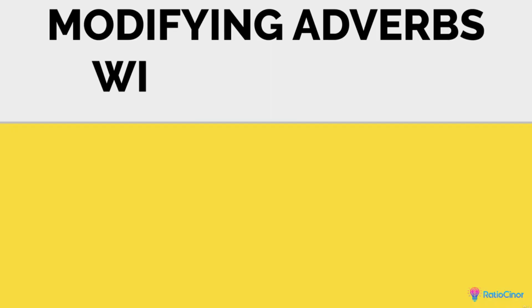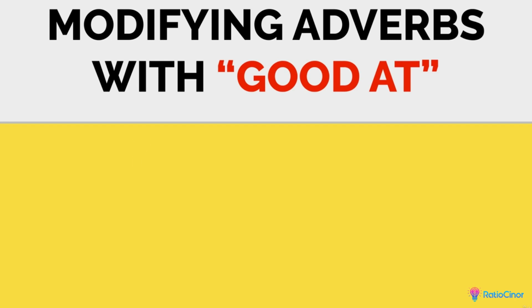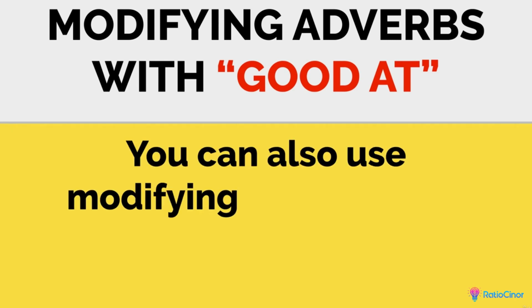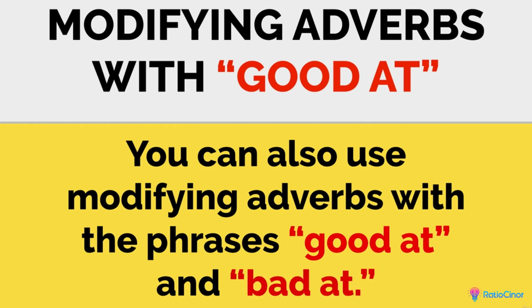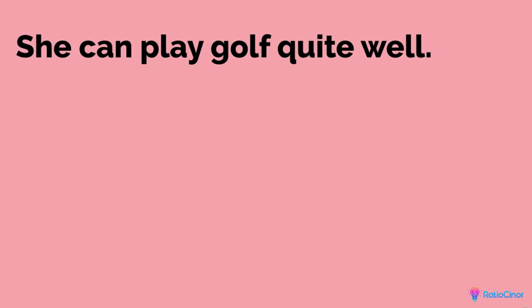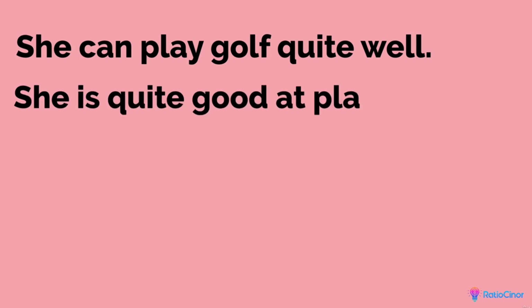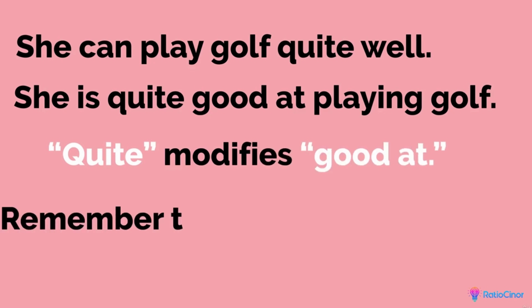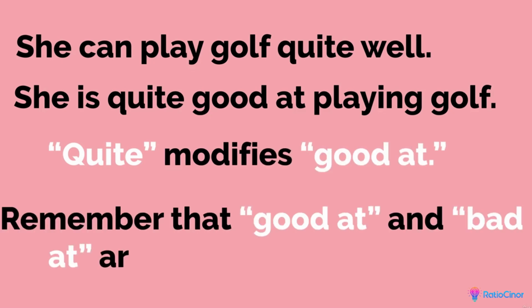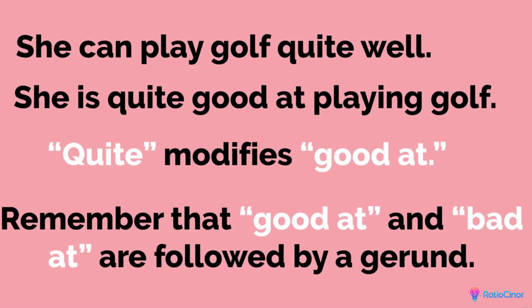Modifying adverbs with good at. You can also use modifying adverbs with the phrases good at and bad at. She can play golf quite well. She is quite good at playing golf. Quite modifies good at. Remember that good at and bad at are followed by a gerund.